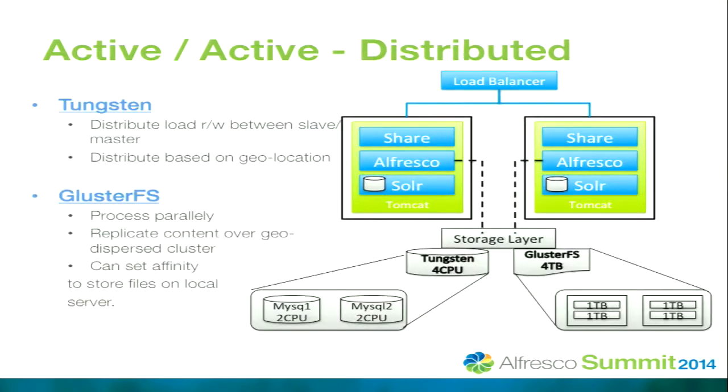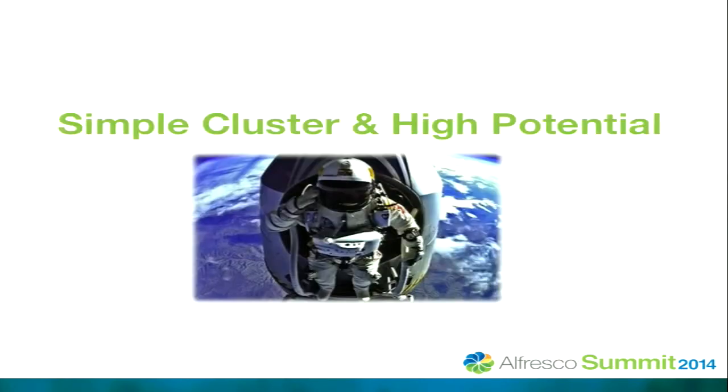Or you can use active distributed, which means that you will have half of your data on one server and the other half on the second server. And this can be done using Tungsten and GlusterFS, for example, which can distribute the load and shard your database between two different locations. And GlusterFS can do the same for your file system. So in the next slide, I will be sharing with you what I've been able to deploy and what is currently a stable cluster that I've been able to configure.